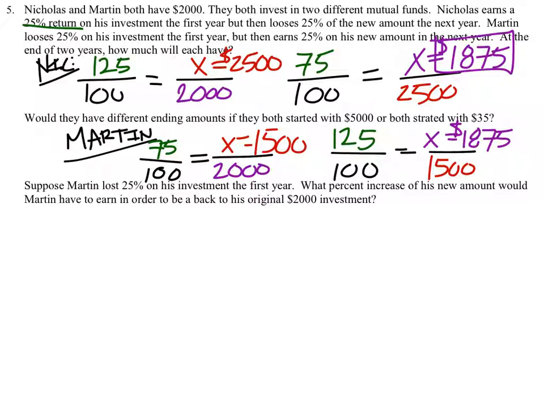Bam. All right. So they had the same amounts. Let's say they started with $5,000 though, or both started with $35. Does it change how much they have in the end? No, it does not. Of course, it'll change the final amount, but the percentages will not change. So no matter how you do it or how much you start with, if they make 25% then lose 25%, it'd be the same as if they lost 25% and then gained 25%.